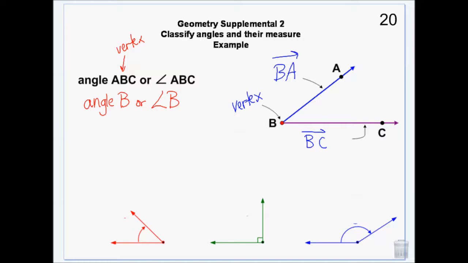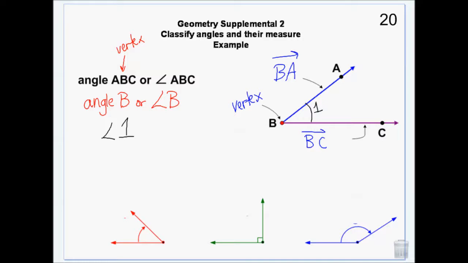You can also give the angle a number, like that, if you want to, and you can call it angle 1. And that's convenient because if there is another angle like this, I could call this angle 1 and I could call this angle 2, and then I would know which one I was talking about. Or if this was D, this would also be CBD, or angle 2. But I couldn't call either of these angles angle B because there's two angles on there. So you can either number the angle, call it by the 3 letters, or if it's alone, you can call it by the letter of its vertex.